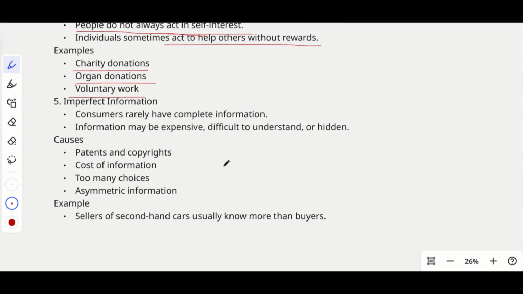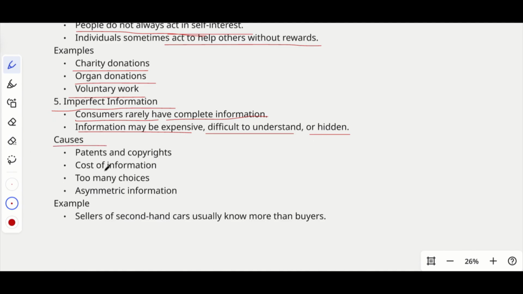And as we mentioned, perfect information is a myth. It's not possible at all, right? So imperfect information is the next limitation. So what is imperfect information? Consumers rarely have complete information, right? And information may be expensive, difficult to understand, or hidden. For example, if you are reading some chemical names and you are not related to any chemical topics, you may not understand the contents of a particular product that you use, right? That is a limitation. And sometimes we won't be able to gather all the information. Gathering information is expensive. And also, it may be hidden as well, right? Not all the information is published on every product.